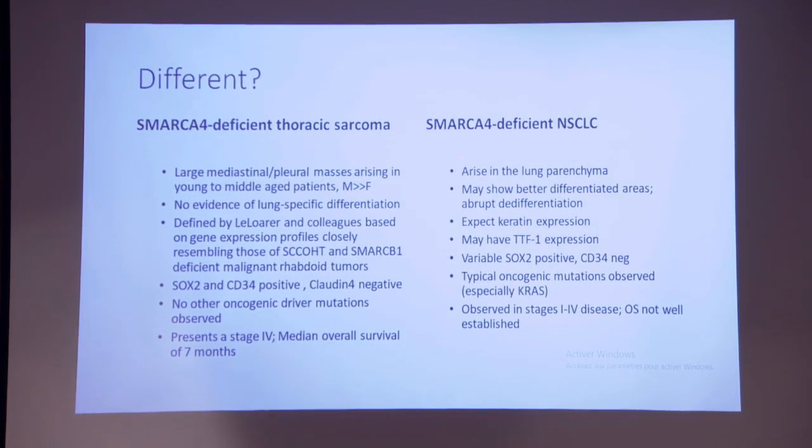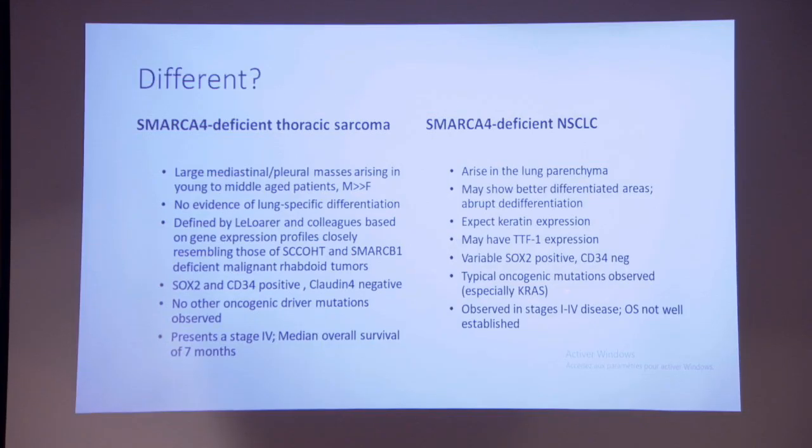What about SMARCA4 deficient non-small cell lung cancers? As opposed to these thoracic sarcomas that have been described, which appear to be more of soft tissue mediastinal masses, these tumors more clearly arise within the lung parenchyma. They can show better differentiated areas, as in our case with abrupt dedifferentiation. You can expect keratin expression routinely. They may have TTF1 expression or rarely P63 or P40 expression. You can see some variable SOX2 positivity, but they typically are CD34 negative.